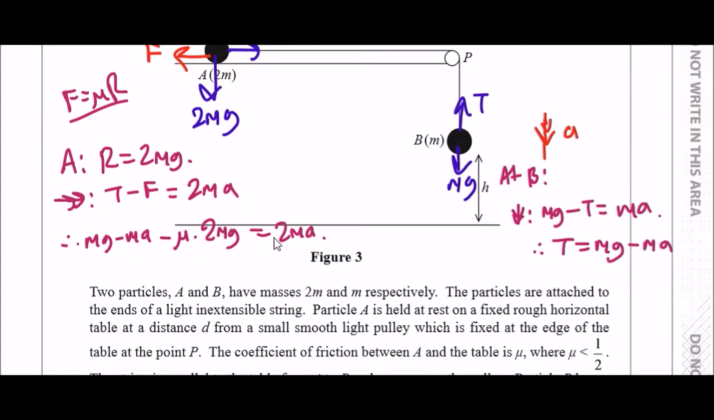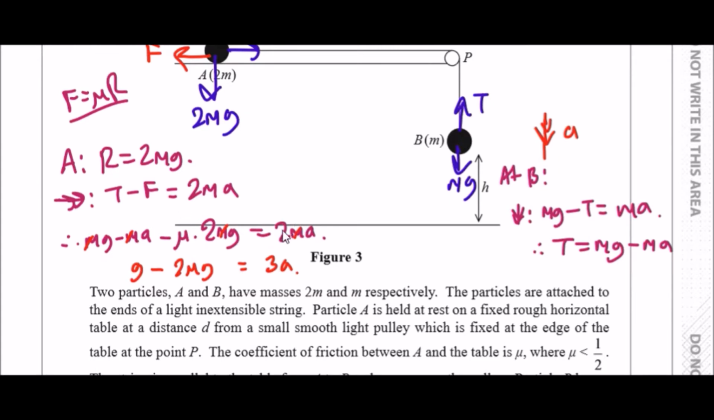Well, I would personally collect like terms, and actually first I'll cancel the m's because every single term has an m, so this goes, this, and this. And now plussing a across and simplifying the rest, we should have g minus, what do we have? 2 mu g should equal 3a. Okay, so that's just some quick algebra.